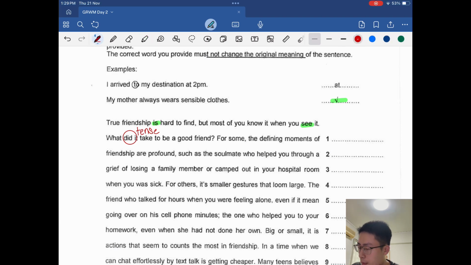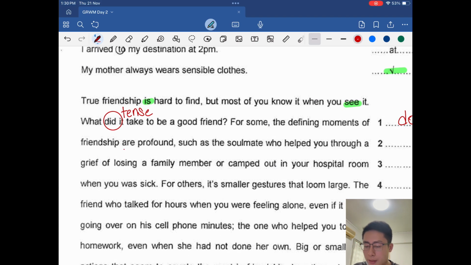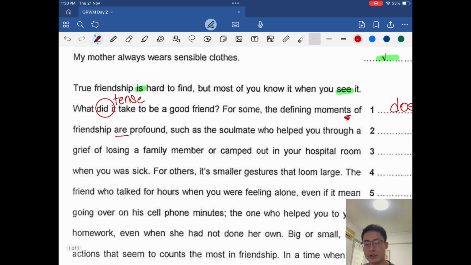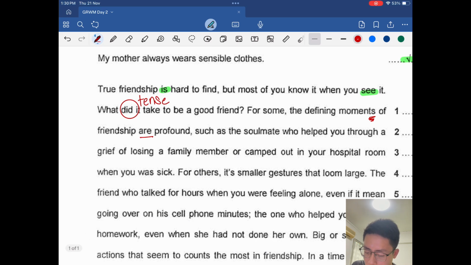And for that reason, I'm going to change it to does. What does it take to be a good friend? So far, so good? Okay, let's move on. For some, the defining moments of friendship are profound, okay? In this case, I am confident that are is okay, is plural, because we're talking about moments here. So nothing wrong with that, I can leave it alone, okay? Such as the soulmate who helps you through a grief of losing a family member. Okay, so grief is just this intense feeling of sadness. In case you're not familiar with this word, it's just very, very sad, intense sadness.